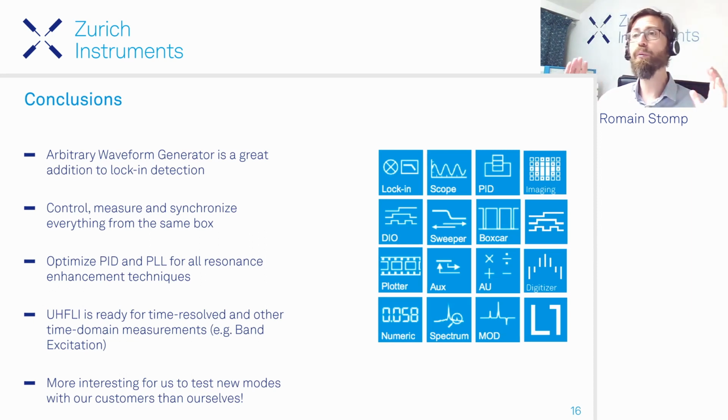At the same time, you are within a nice, comfortable, and hopefully familiar environment that you have used already for all these resonance enhancement techniques. So this remains the same, it's just on top. And then the UHFLI, on top of, let's say, HF2LI or MFLI, is basically time resolved because it has much higher sampling rate. You can do this time measurement. You can also have a digitizer if you want. So it really opens up more possibilities.